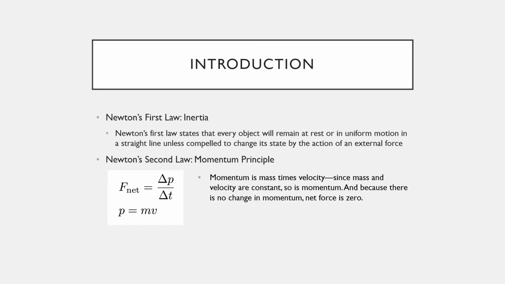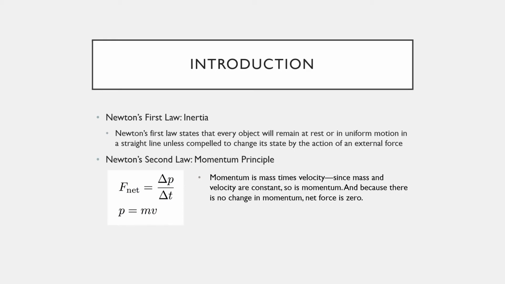Newton's first law of inertia states that every object will remain at rest or in uniform motion in a straight line unless compelled to change its state by the action of an external force. And Newton's second law focuses on net force and momentum. So momentum is mass times velocity.